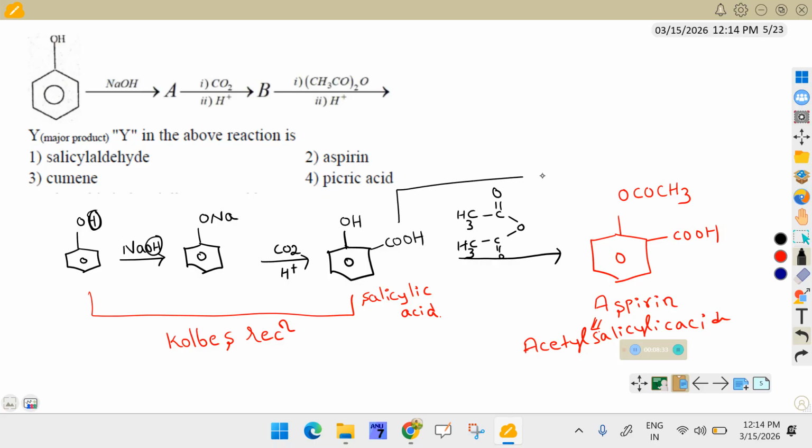From here to here, the process is called esterification. We know that in the esterification process, the alcohol loses H plus ion, and CH3COOH substitutes COCH3 in place of hydrogen. Then you will get aspirin. So the correct option is the second option.